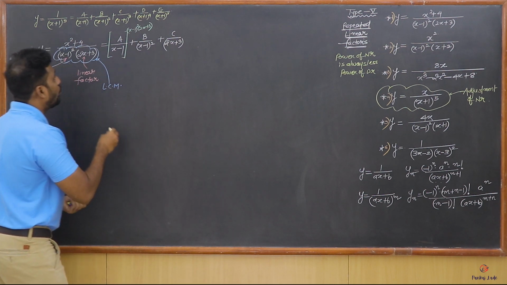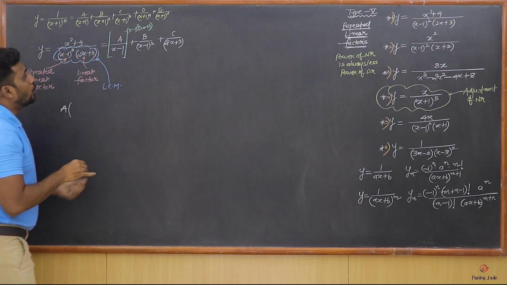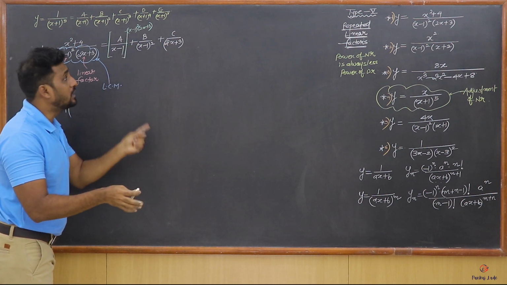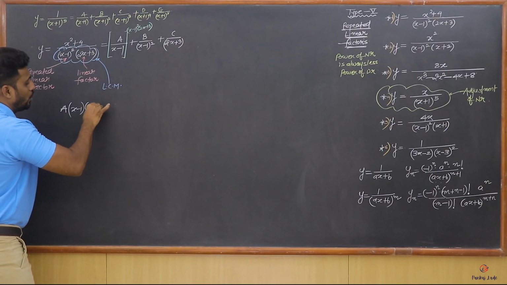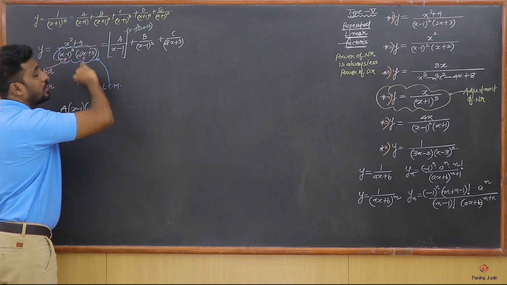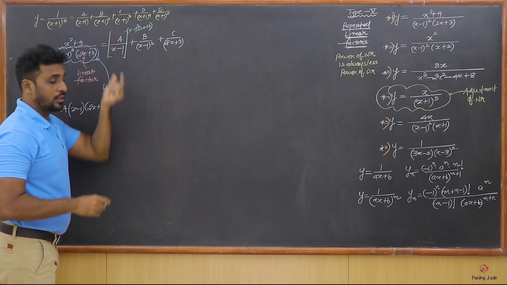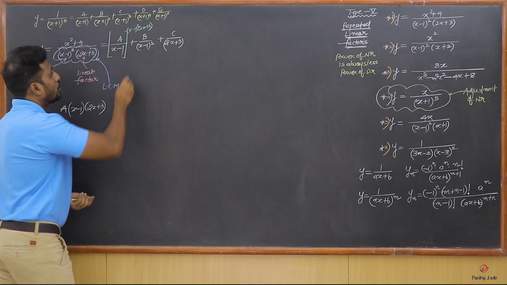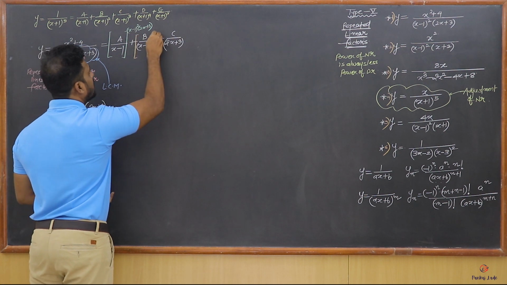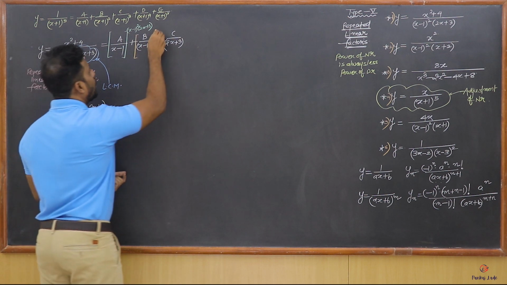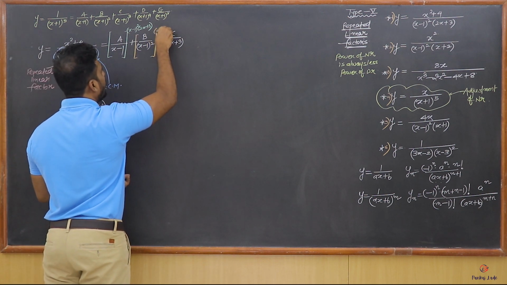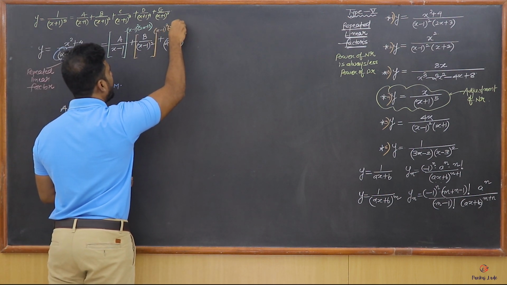What you are going to get? You are going to get a into, so one of the x minus 1 cancels. You are left with x minus 1 into 2x plus 3. That's the multiplication of the LCM with the first term. Now let's take the second term. So the second term is plus b upon x minus 1 the whole square. So again here you multiply with the LCM, which is x minus 1 the whole square into 2x plus 3.